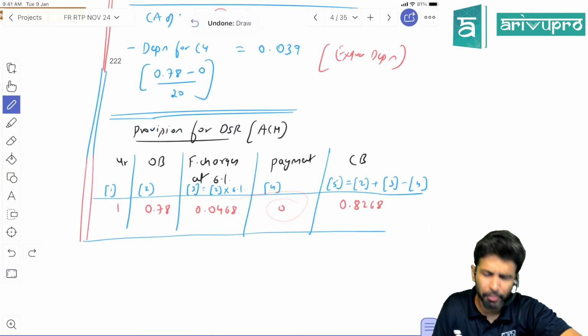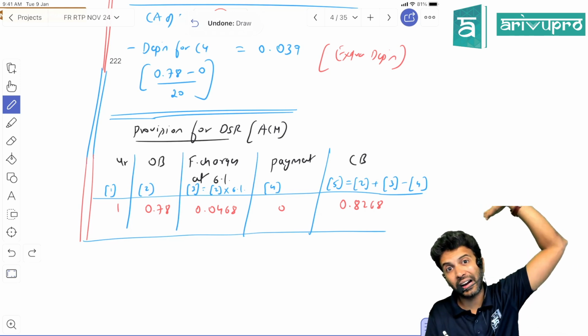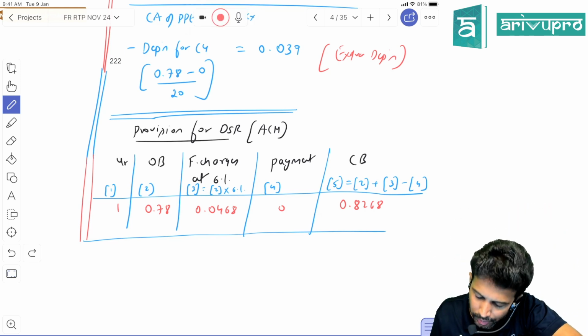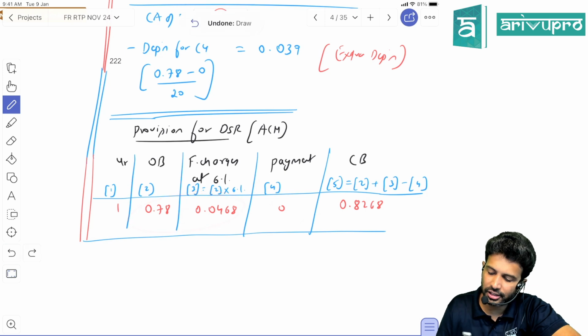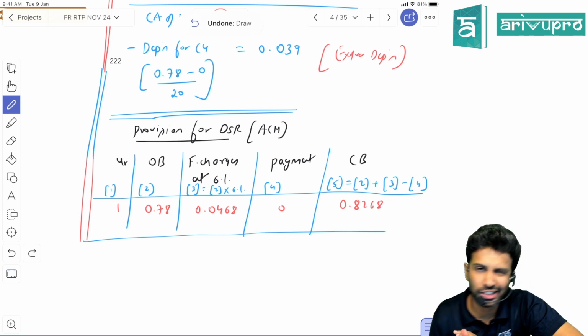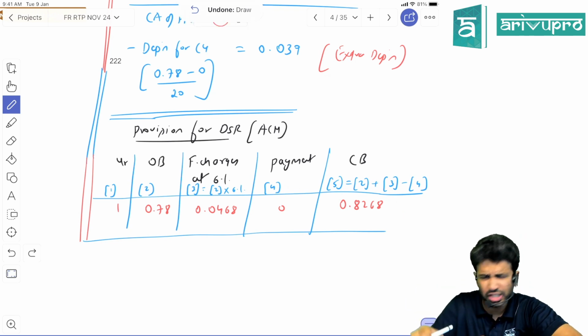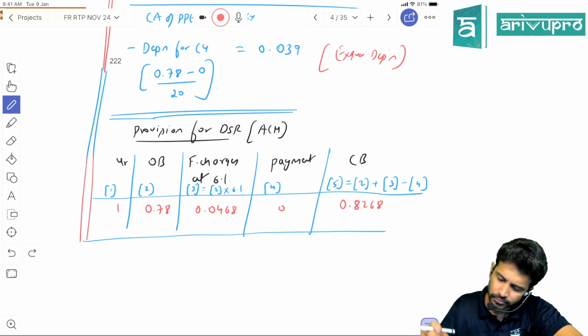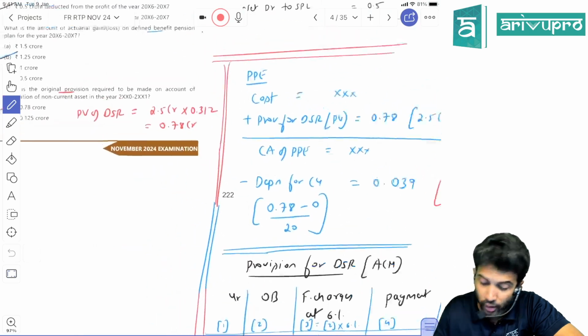Then there is no payment because payment for provision for DSR you will make after 20 years. So closing balance will be these two ka addition and payment ka minus. That's what I've written as 2 plus 3 minus 4. So provision ka closing balance will be 0.8268. So this is what will happen. I've just shown it to you as a working. Right now, let's see what is the requirement of the question.